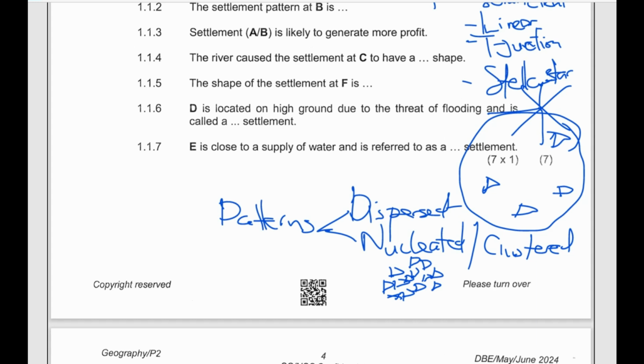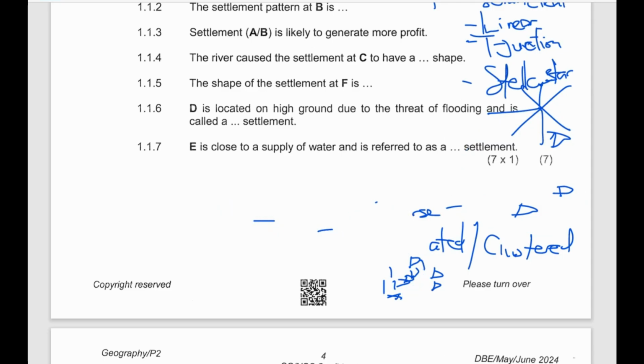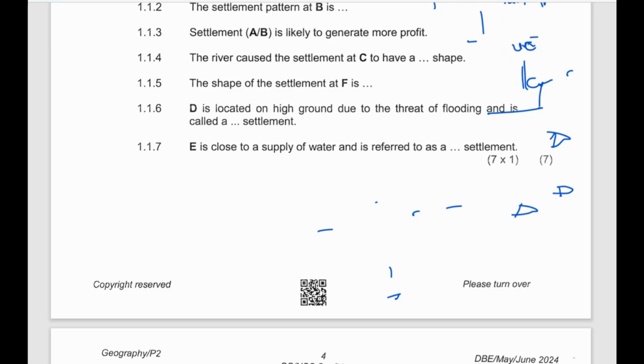Whenever you're talking of a shape of a settlement, we are referring to those different shapes. And when you're talking of a pattern of a settlement, it's either a settlement comes in the form of a dispersed, or it comes in the form of a cluster or a nucleated settlement. Right, then that was just for the sake of clarification of some aspects that are usually misinterpreted by learners in the examinations.